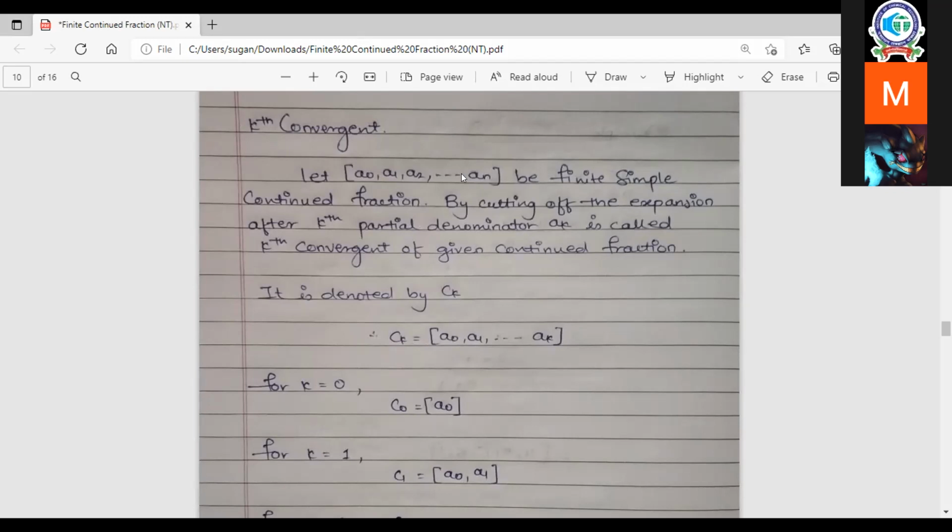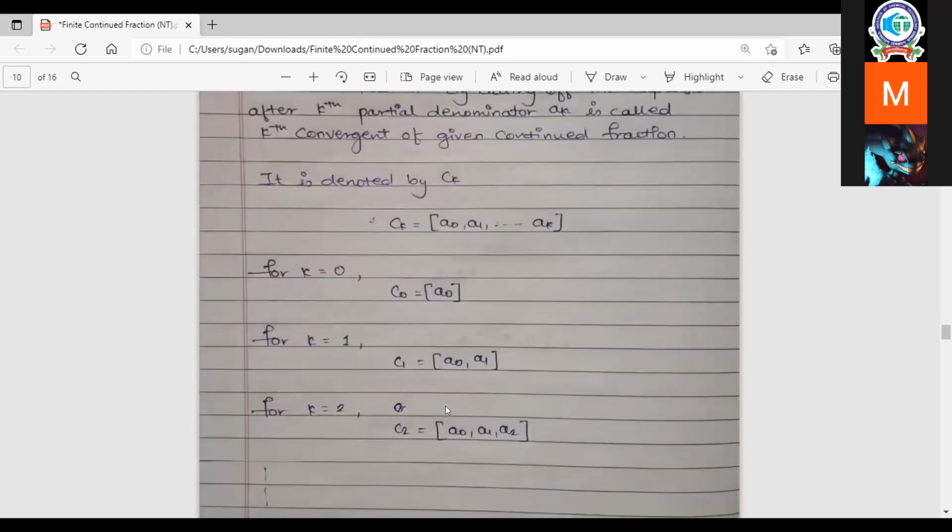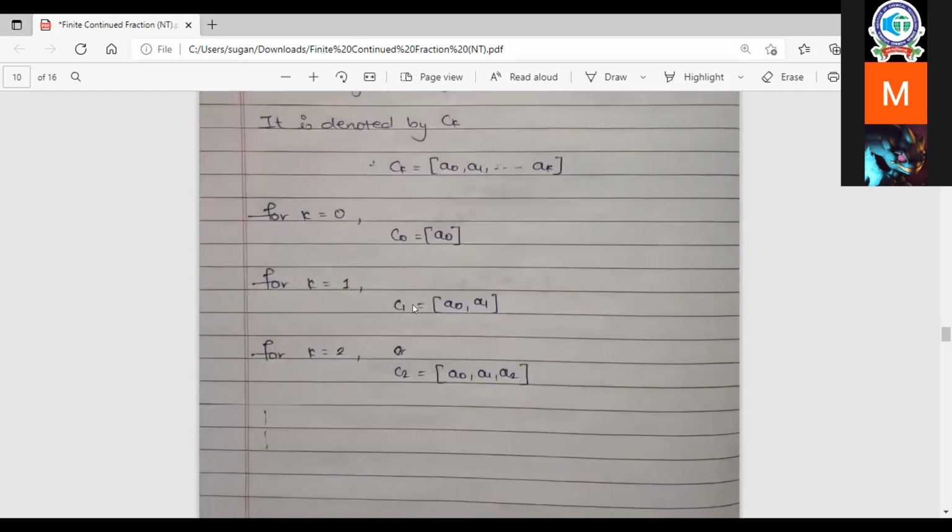Okay. So it is denoted as Ck, and so we can write Ck equal to a naught, a1, up to ak. So if we take k equal to 0, then C naught is a naught. If we take k equal to 1, then my C1 is a naught, a1. If we take k equal to 2, then C2 is a naught, a1, a2, and so on.